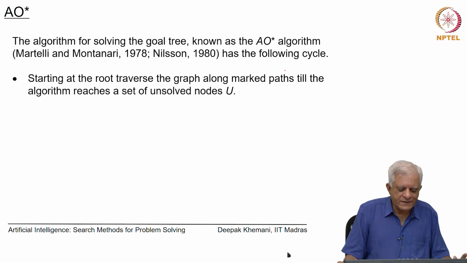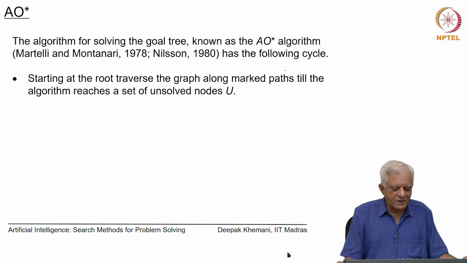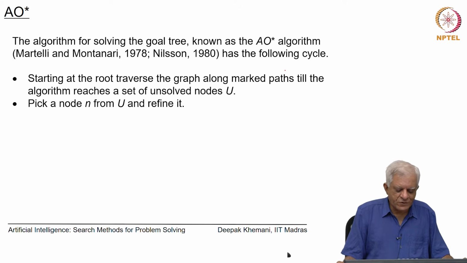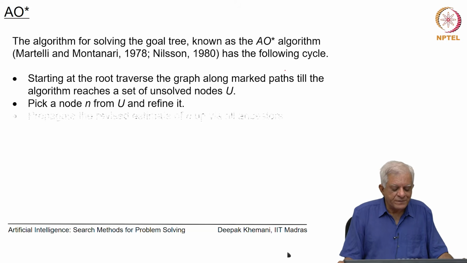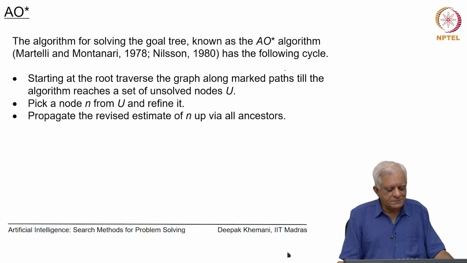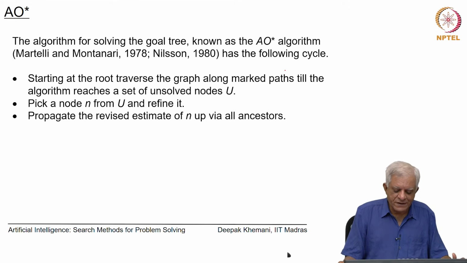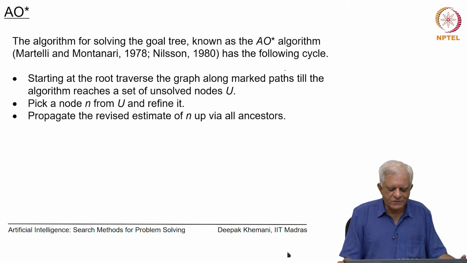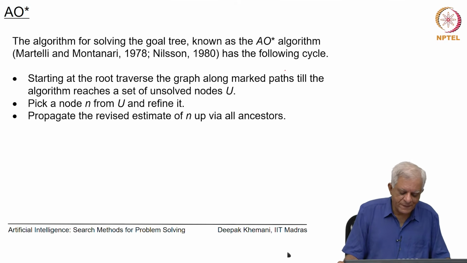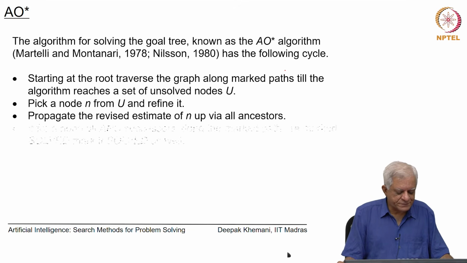So, the algorithm is as follows: starting at the root, you traverse the graph along the marked paths. We said that these markers would be present till the algorithm reaches a set of unsolved nodes or live nodes, which we will call U for unsolved. Pick some node n from U and refine it, which means decompose it further or transform it to another problem. Propagate the revised estimate of n up to all the ancestors. So, once you have refined your estimate of how expensive it is, you propagate the cost upwards.